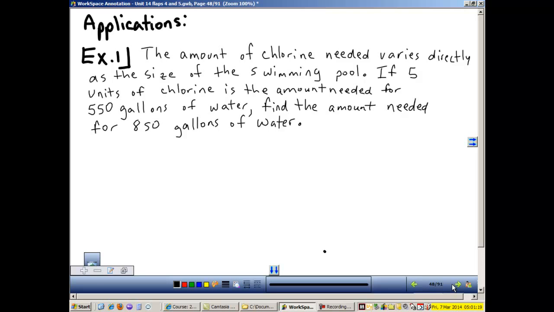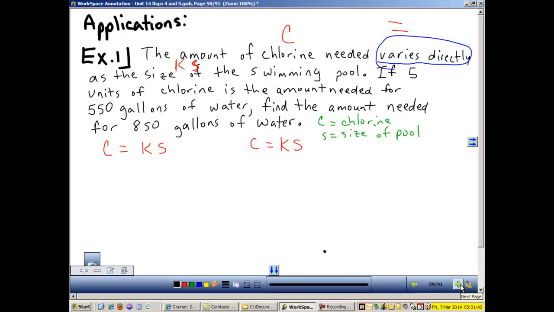In example 1, the amount of chlorine needed varies directly as the size of the swimming pool. If 5 units of chlorine is the amount needed for 550 gallons of water, find the amount needed for 850 gallons of water. What are my key words here? Varies directly tells me that I'm going to have a y equals k times x type of situation. But I don't have y and k times x in this problem. So I need to figure out what are my variables. Where do I need to put them?